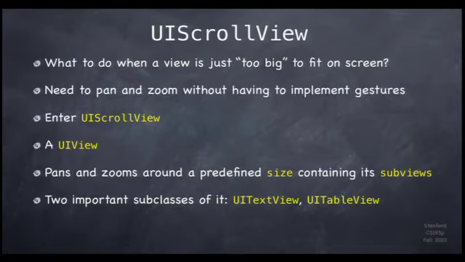And there are two very important subclasses of UI scroll view. One is UI text view, which is kind of like a UI label, except it's editable and it's scrollable. So you could put a real big text in there. Pages and pages of text could go in there. And then UI table view, which we're going to talk about on Thursday. Massively important view, and it is also a subclass of UI scroll view.